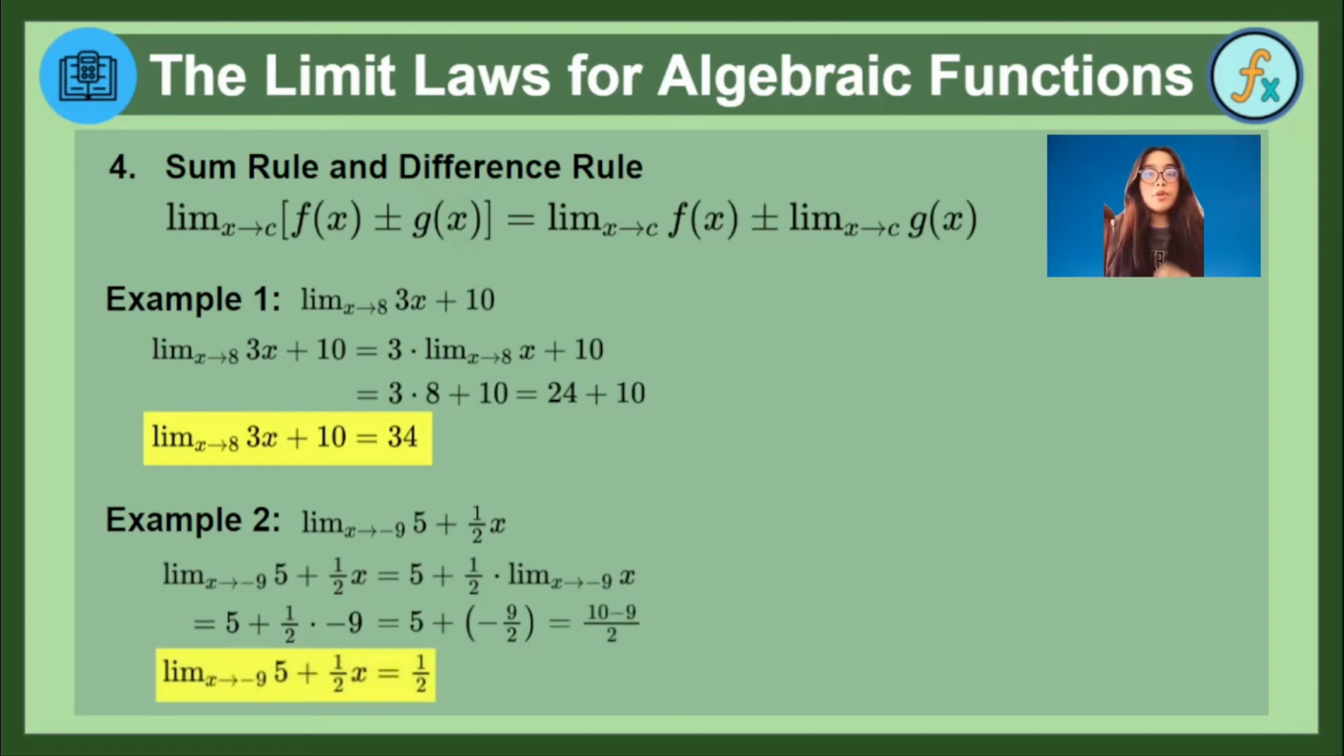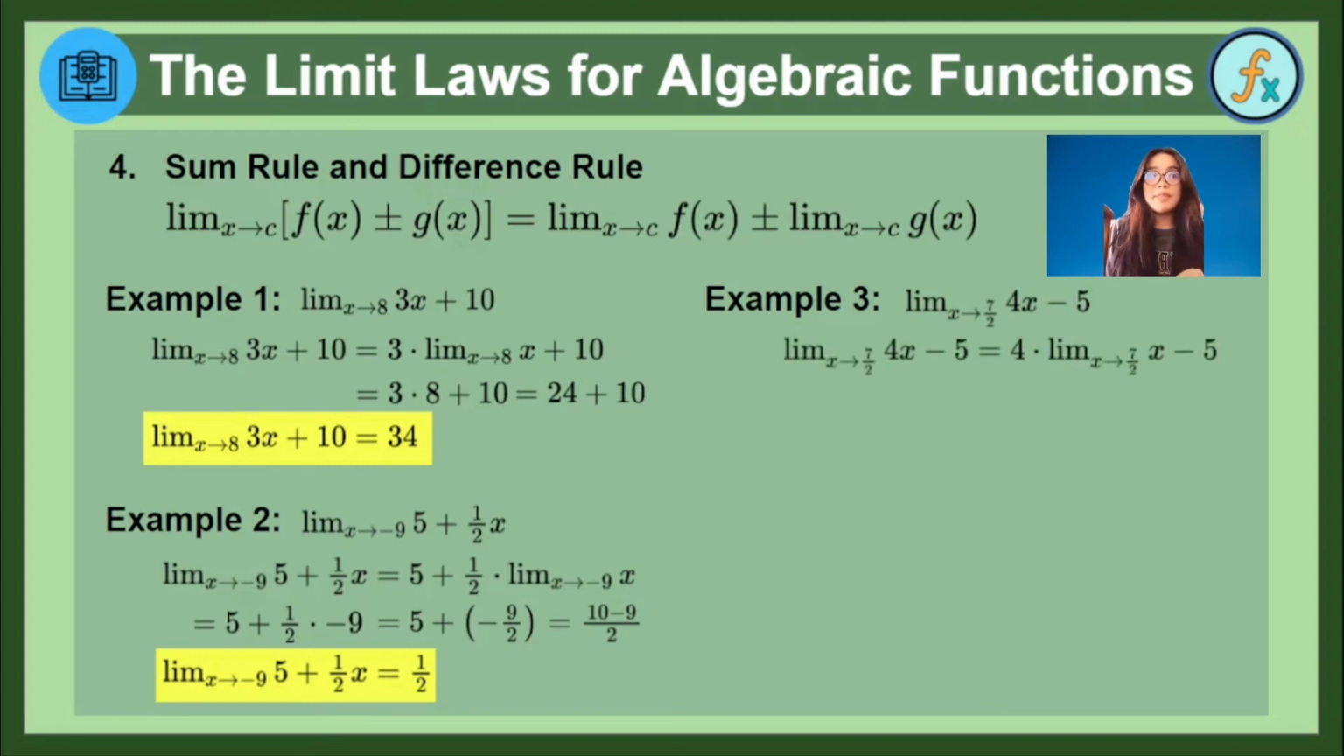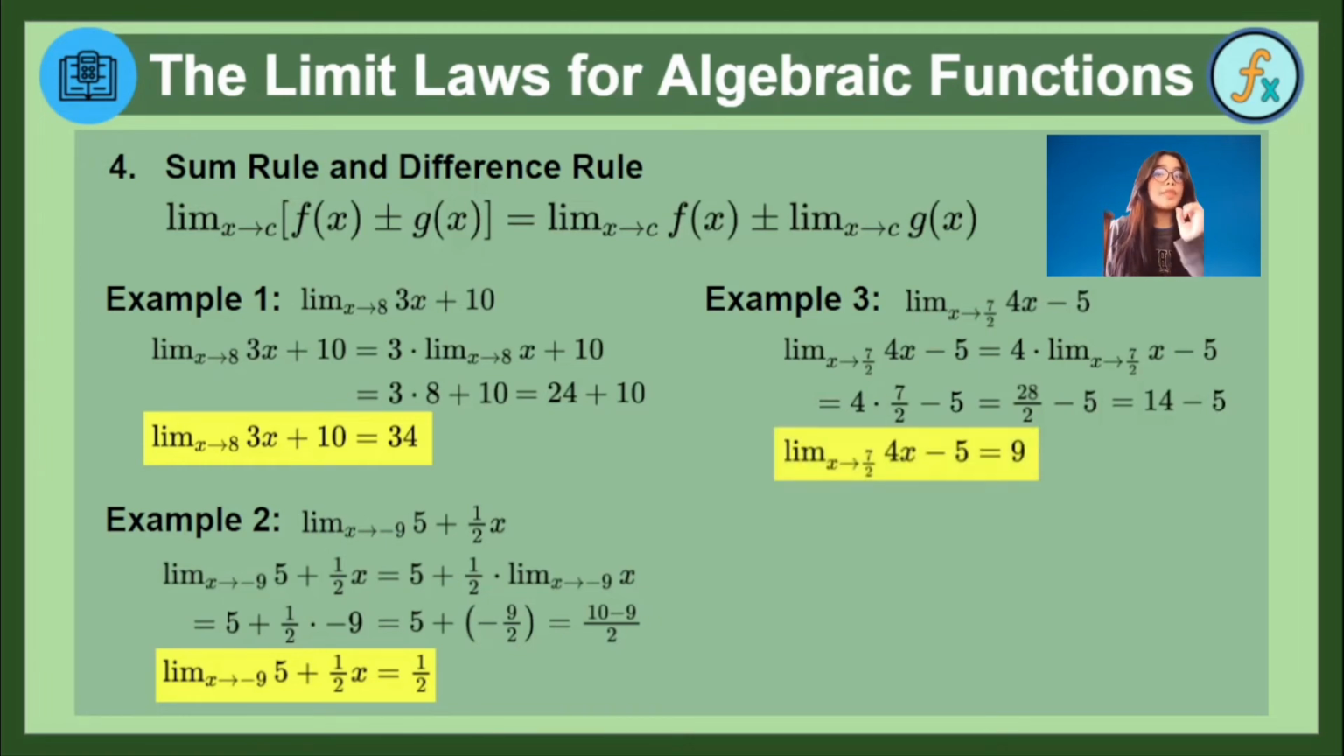plus 5 is equal to 1 over 2. So for example number 3, find the limit of 4x minus 5 as x approaches 7 over 2. Again, apply the concept. So it's going to be 4 times the limit of x minus 5. The limit of x as x approaches 7 over 2 is 7 over 2. So 4 times 7 over 2 is 28 over 2. Then 28 divided by 2 is 14, minus 5 is equal to 9.